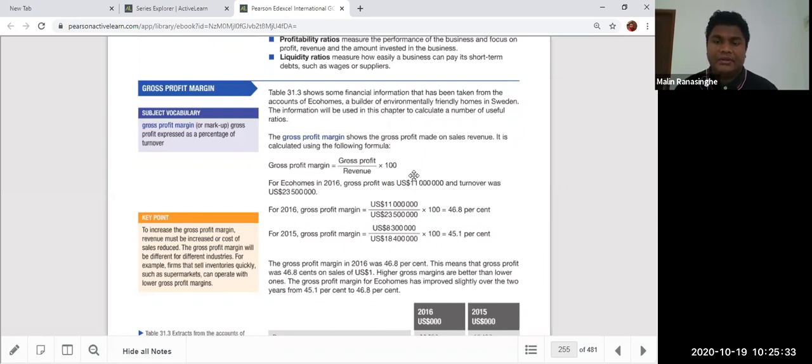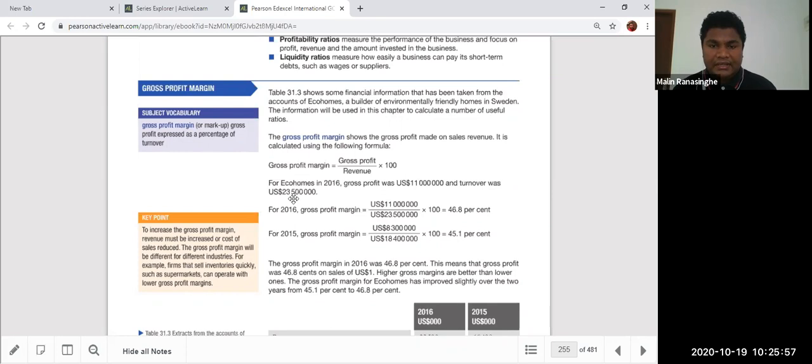Right? Accounting also, you are doing this lesson again in accounting. So students who are doing accounting, this lesson will be very supportive for you, because these kinds of questions are there in the accounting paper. So for gross profit margin, look at the definition: gross profit expressed as a percentage of turnover or revenue.